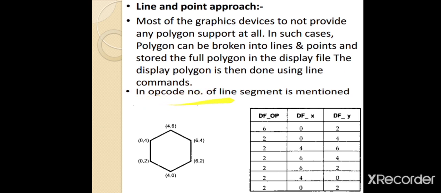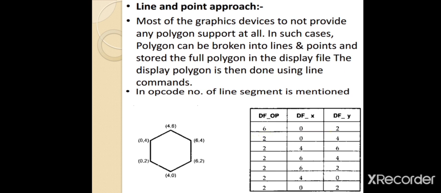So in the opcode the number of line segments is mentioned. Here the commands are mentioned, here the x value is given and here is the y. So dfop is nothing but the display file opcode, dfx means the display file x value, and dfy means the display file y coordinate value. Suppose we are starting with the first point, 0, 2. That should be mentioned here as 0, 2. And every time we start with the first coordinate value, we have to mention the number of vertices. So 6 is the number of vertices: first, second, third, fourth, fifth and sixth. That's why we have written 6 here.